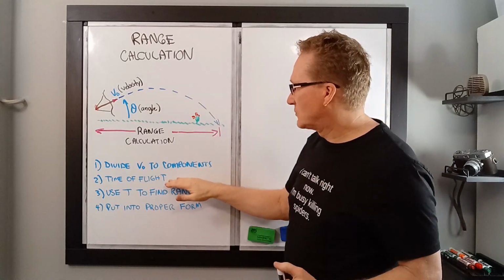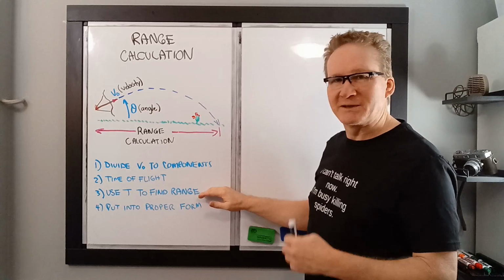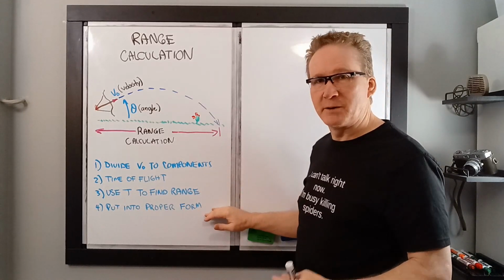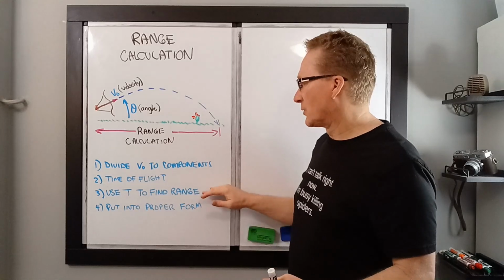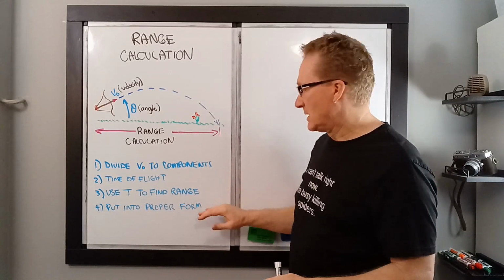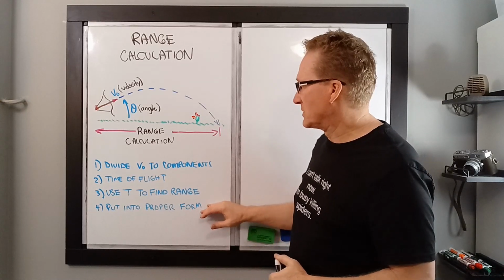And then we're going to try to find the time of flight. We'll use the y component for that. And then we will take that time that we found and use that to find the range. And finally, we're going to put this into a proper form, although the form that we find at the end of part 3 here will be totally correct. We're going to put it into a more beautiful form, an easier form to use here in step number 4.